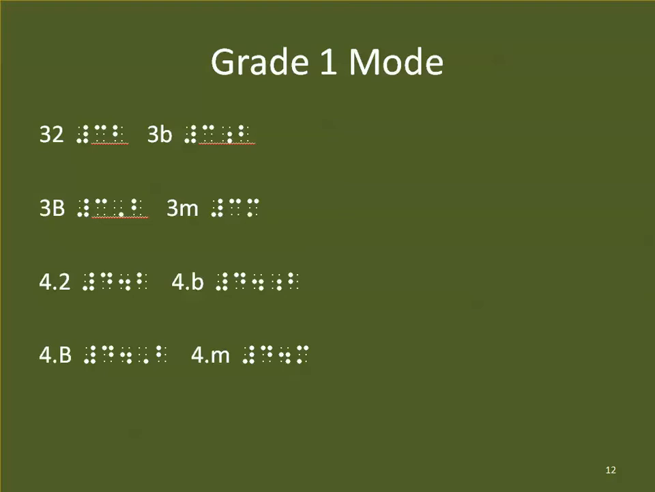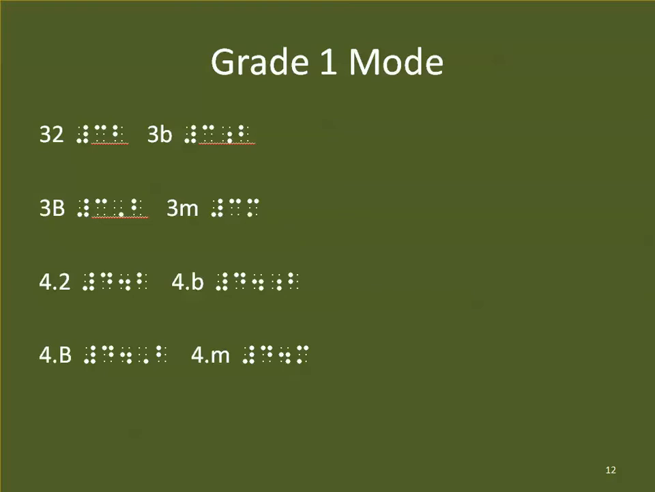4.2, the numeric mode carries through the decimal point, no problem. 3.B, or however you want to say that, 3 period B. Numeric mode carries through the decimal point or the period there. So we do need a grade 1 indicator there, to prevent that from being read as 2. We want it read as a B.